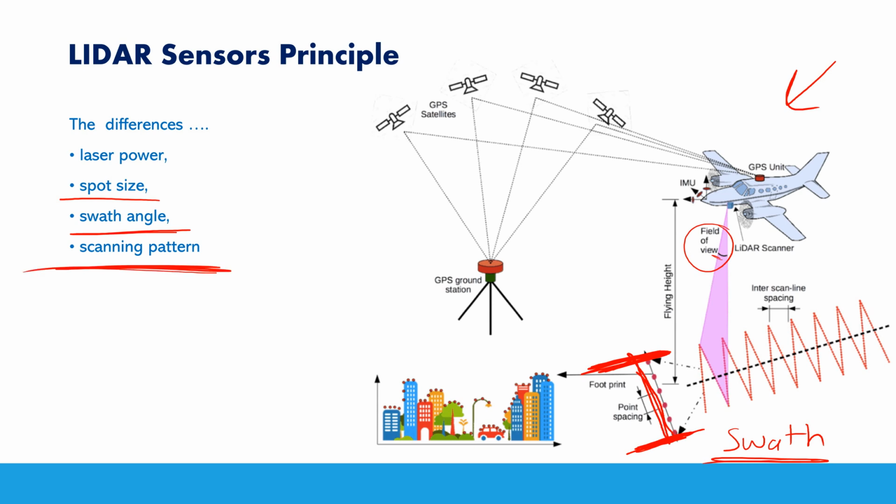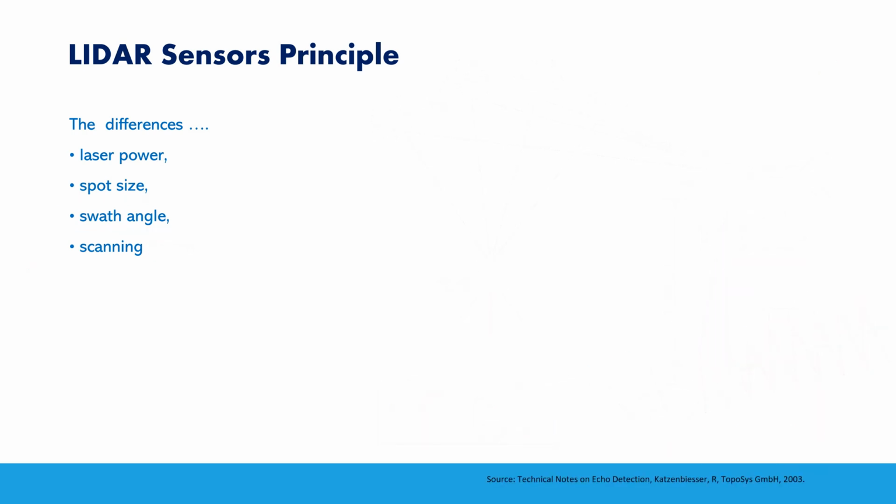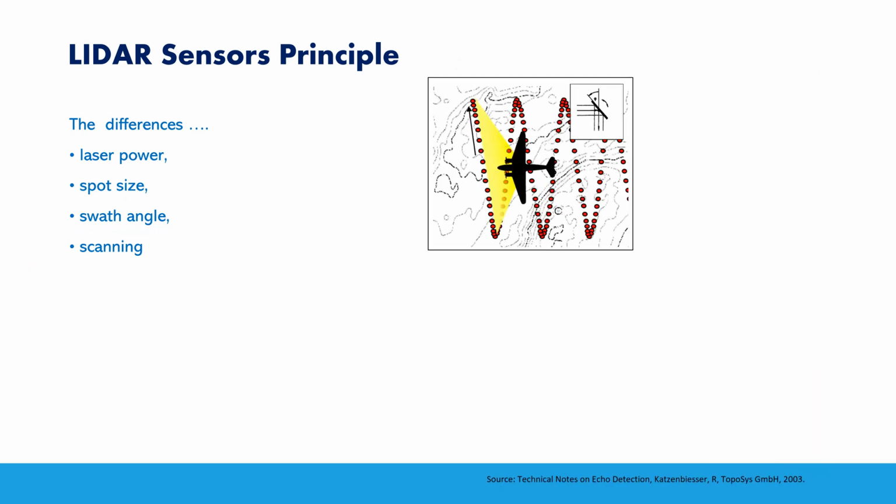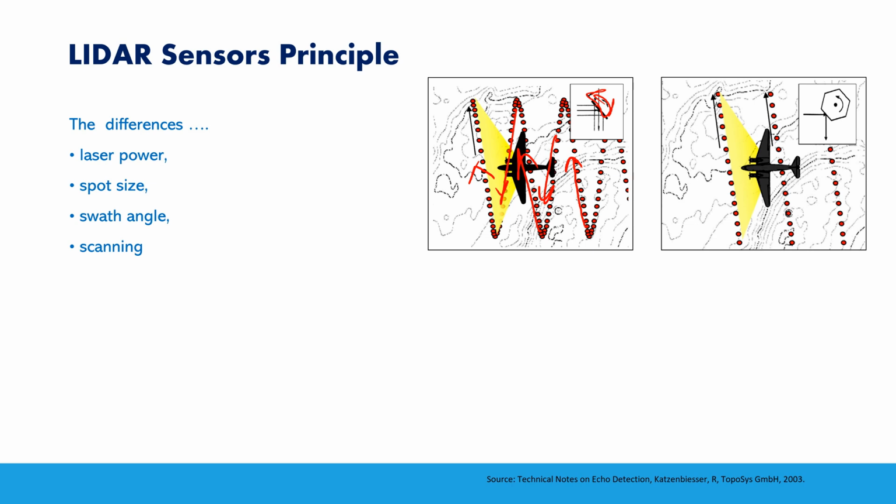And the scanning pattern could be different from one LiDAR system to another. For example, this is called oscillating scanning mechanism, where the laser scanner moves in this direction, as you can see here, to reflect the laser pulses to the ground. And the scanning pattern on the ground could be represented by this. And we have also rotating scanning mechanism like this one. So the mirror of the scanner will move like this, and the scanning pattern on the ground would be like parallel lines, like these lines, etc.